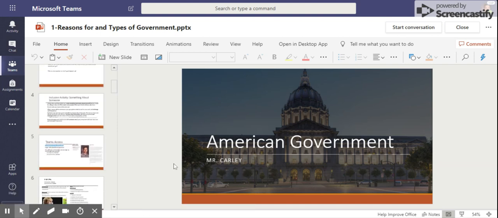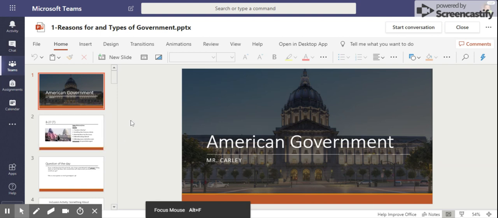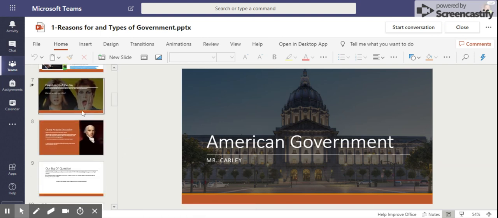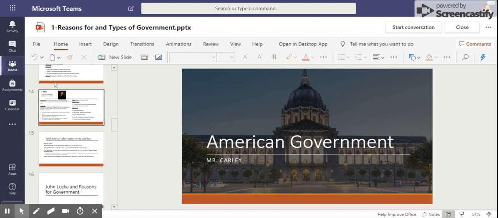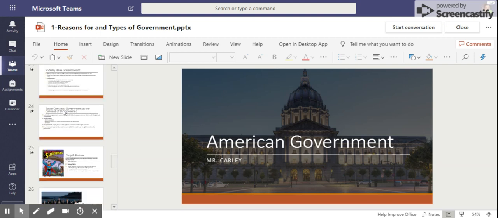I think what I'm going to do is go through maybe the most complicated part and also the newest part. So this is everything that we've done so far on this one slideshow, which is in the Unit 1 folder. So you can scroll through. I mean, we got old questions of the day, but it's got all the major information you need. It pretty much starts right here with John Locke and the reason for government.